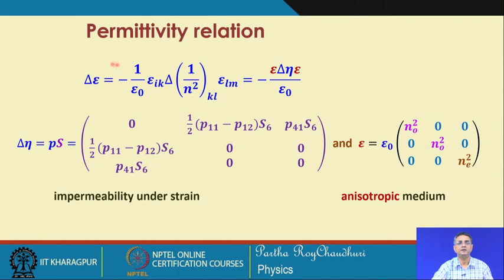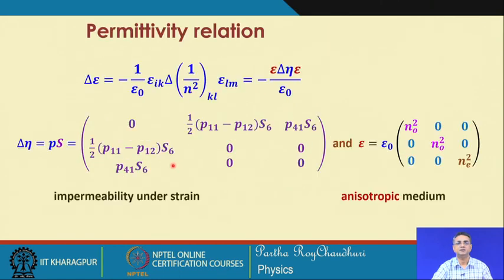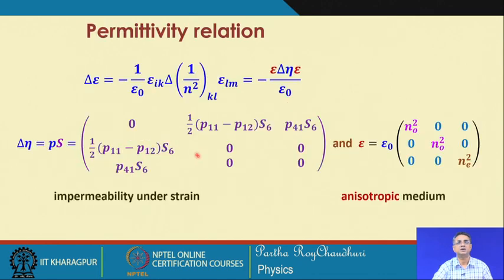Therefore, from here, because finally we will have to calculate this delta epsilon, and that comes from here, because we have this delta eta which is equal to this. If we write it in this 3 by 3 matrix notation, you can write that this quantity P 41 S 6, and this quantity half P 11 minus P 12 into S 6 will be appearing here in the off diagonal positions.